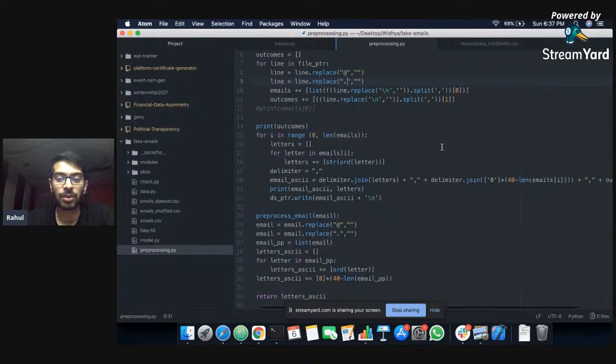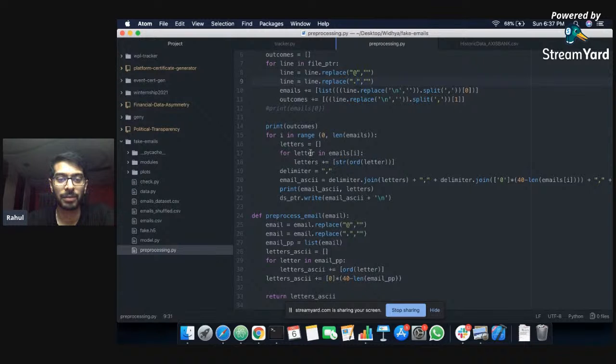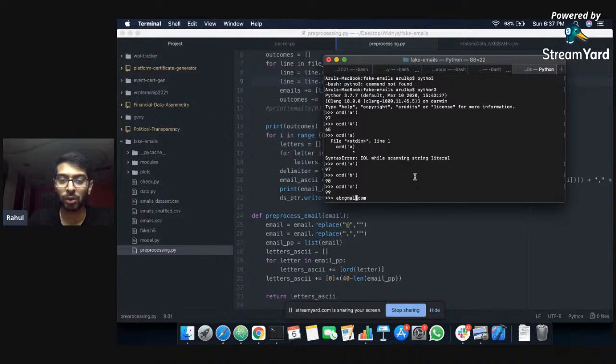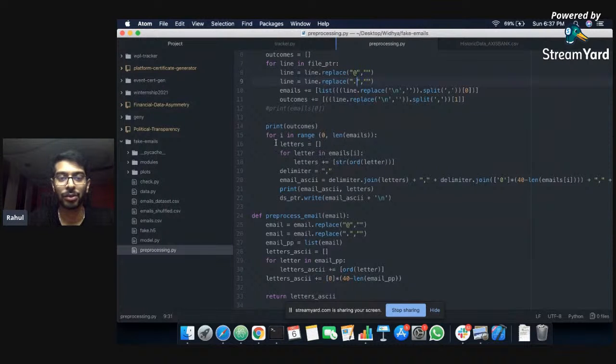And then finally, here comes a critical aspect. For every letter within the email ID, we want to get the ASCII value. In Python, you have this function called ORD, which gives you the ASCII value of a particular character. But for that, we'll have to go character by character, because we need the ASCII value for every character, and we can't have an ASCII value for the whole string, right? So we need the ASCII value for every character present in the email ID, and that's exactly what we're doing over here. So we just run a for loop.